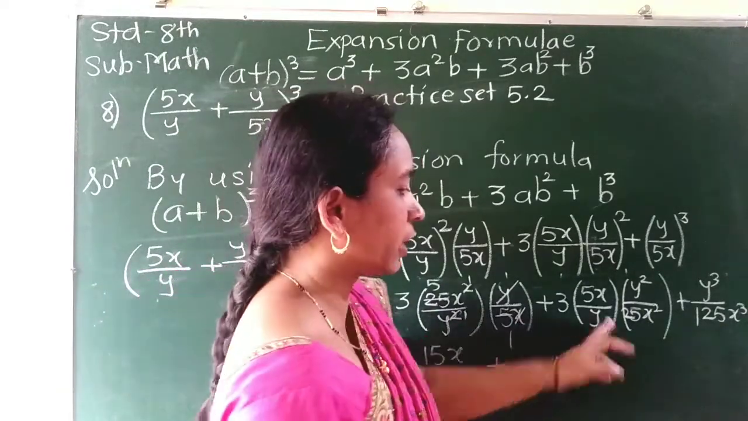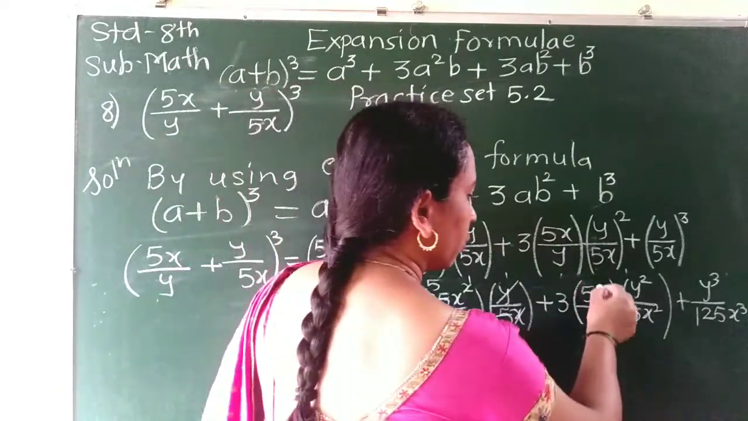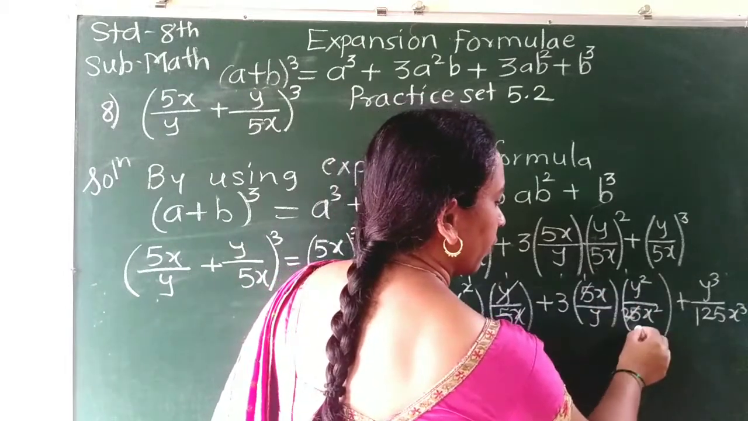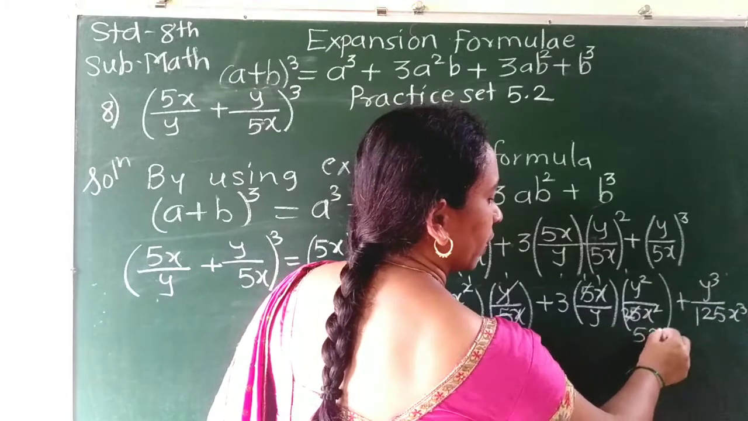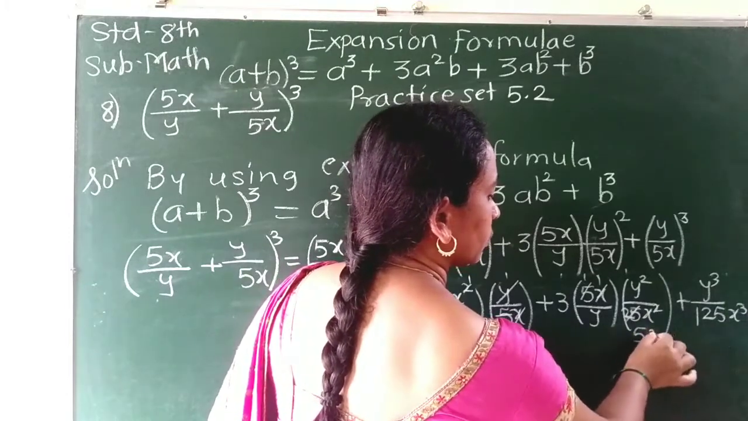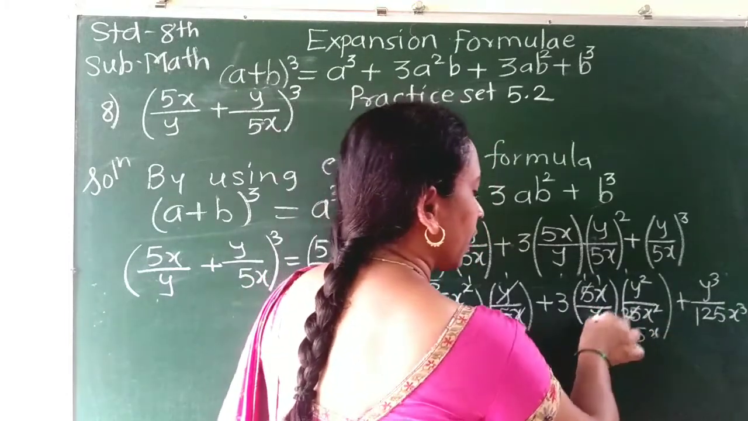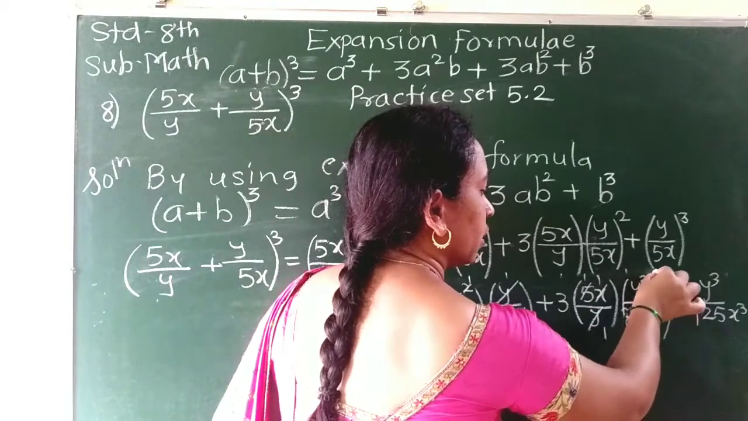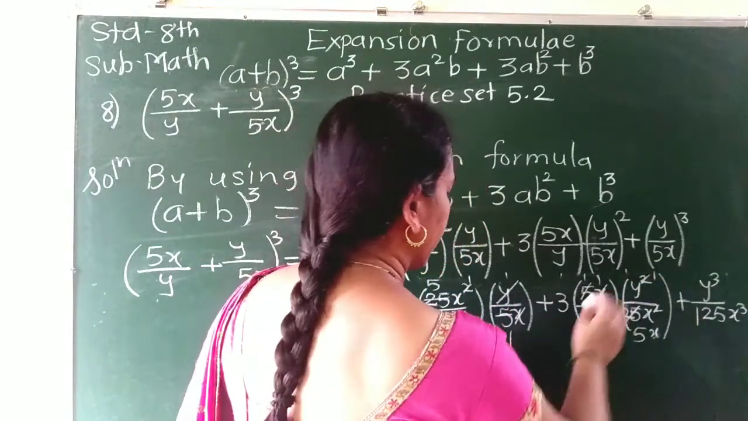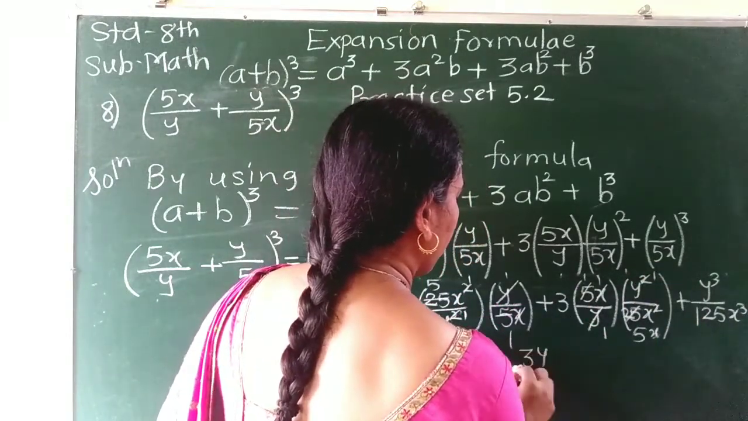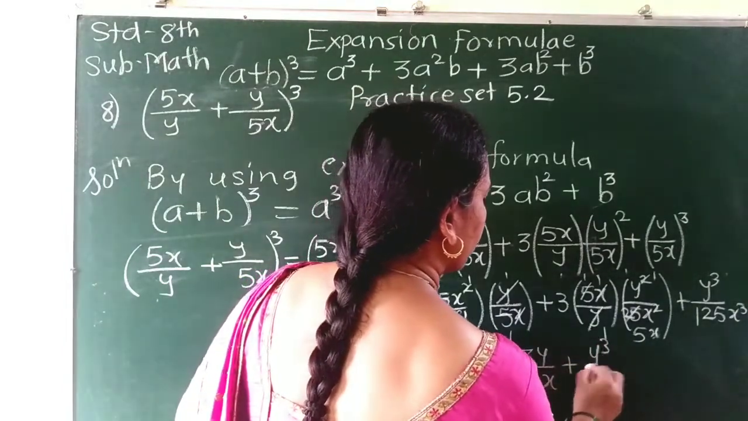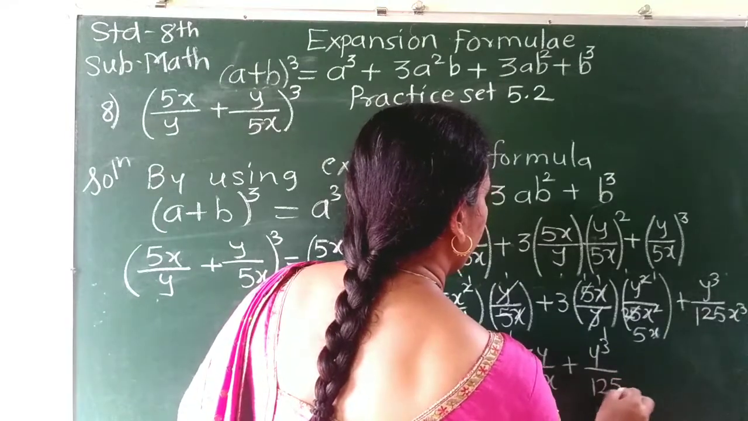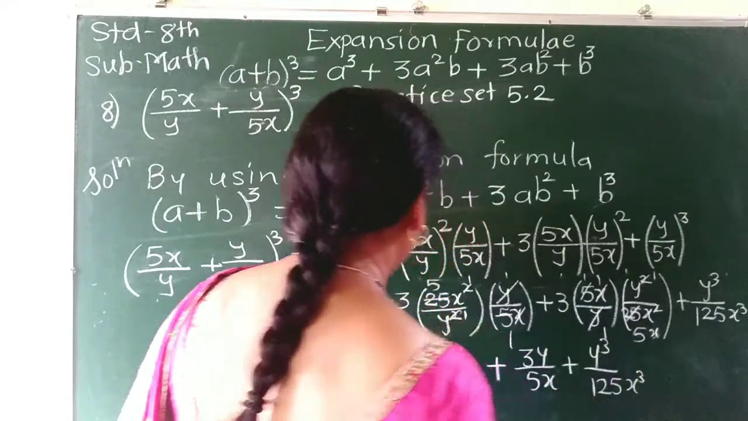Plus, now check here. 5 ones are 5, 5 5's are 25. This x will be cancelled with this, so only 1 x will be left. This y will be cancelled with this. Here 1 y will be left. So here we will get 3y upon 5x plus y cube upon 125 x cube.